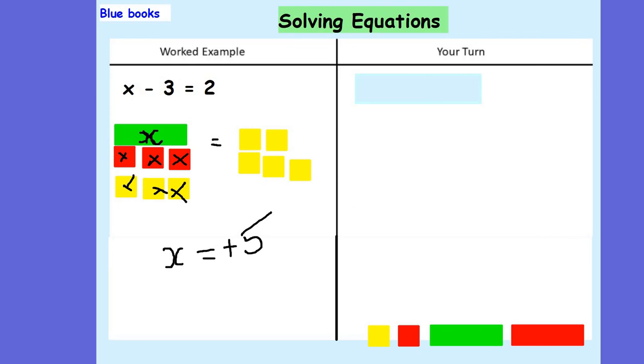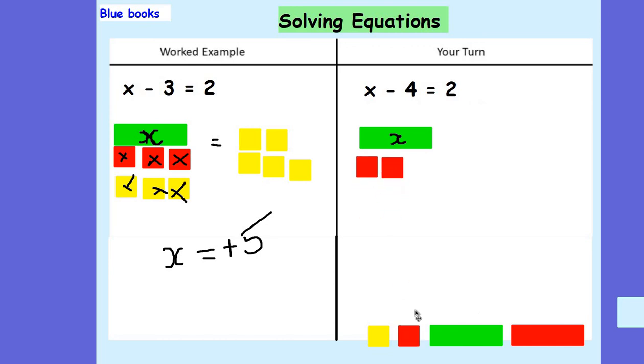Pause the video for a minute and have a go at modelling this one and answering this equation in your dark blue book now. Okay, let's go through the answer. This time I've got x, my green rectangle, subtract 4, for which I need 4 red squares, is equal to 2 yellow squares.